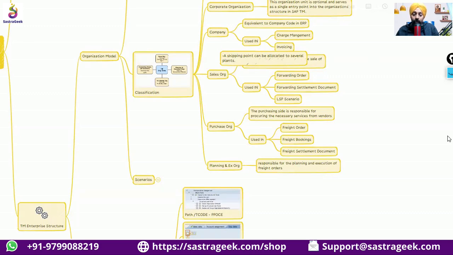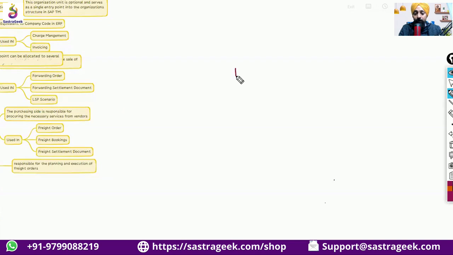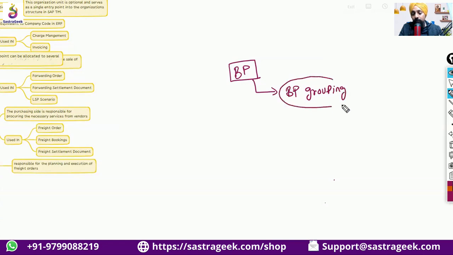One thing is your number range. When you create a business partner, the system tries to identify a business partner grouping. So it tries to identify the default grouping for the business partner, right? When a business partner is created, the first thing you require is the BP grouping. This BP grouping would have a number range.